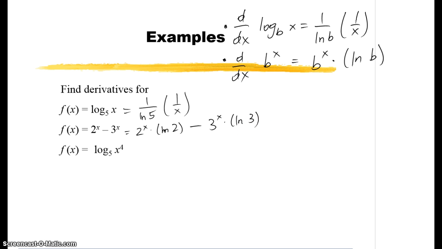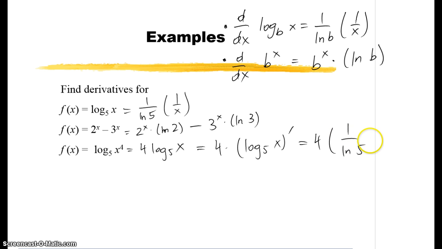What's the derivative of log base 5 of x to the fourth? Well, once again, we could use that nice property of logarithms that says this is equivalent to 4 log base 5 of x. And now when we take the derivative, we see that this is really 4 times the derivative of log base 5 of x. And for log base 5 of x, we found the derivative in the very first example here. That was 1 over ln of 5 times 1 over x. So this derivative is really 4 over ln of 5 times 1 over x.